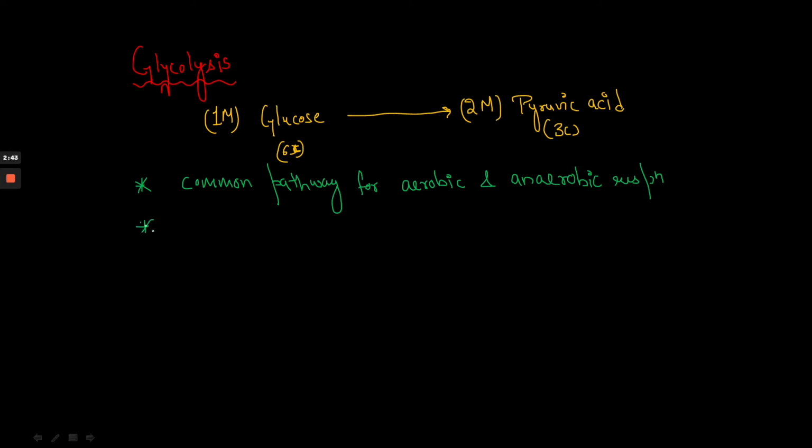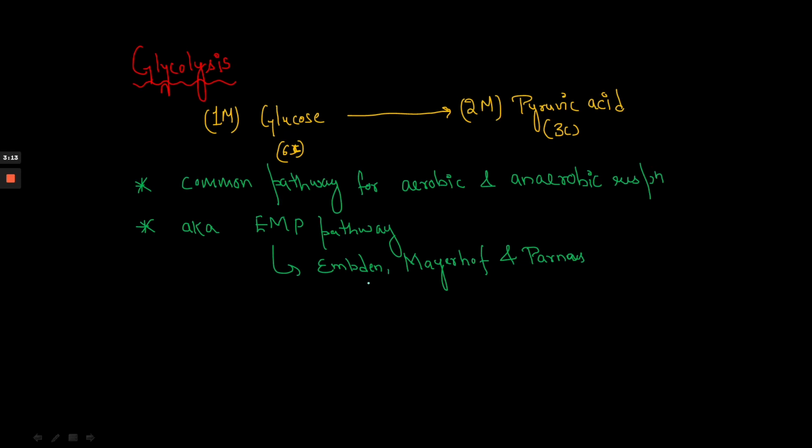Okay, and this process is also known as the EMP pathway. Why? Because it was given by three scientists, namely Embden, Meyerhof, and Parnas. So these were the scientists who gave this glycolysis pathway, and for which they have also been awarded the Nobel Prize. So that is why this process is also known as the EMP pathway.